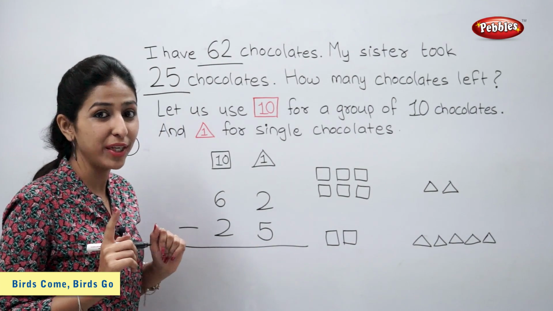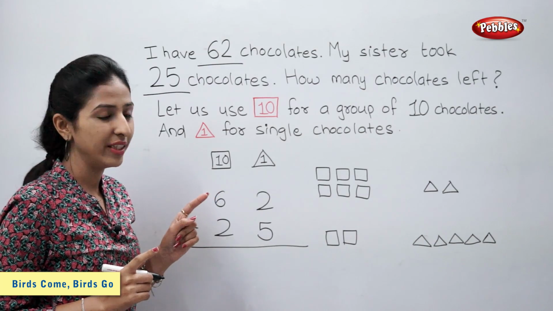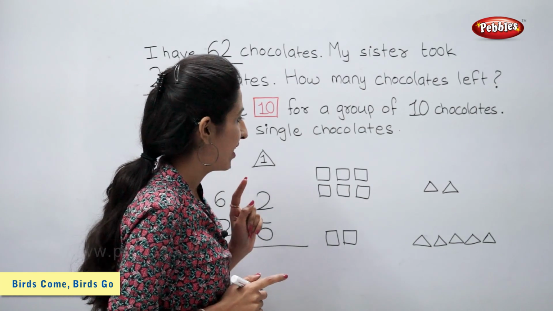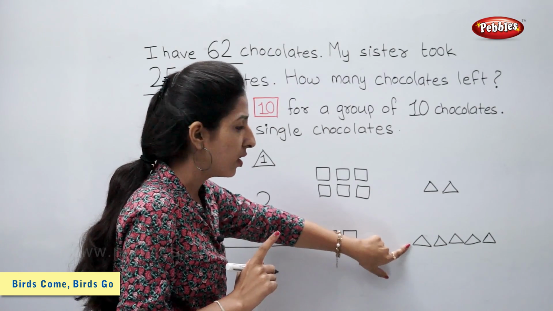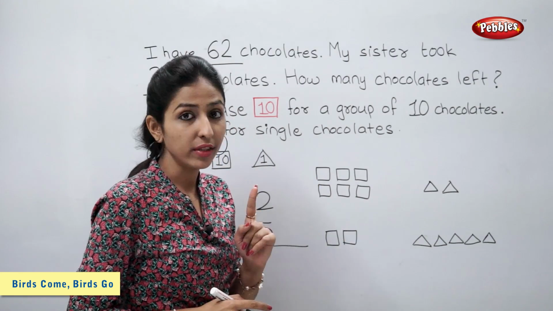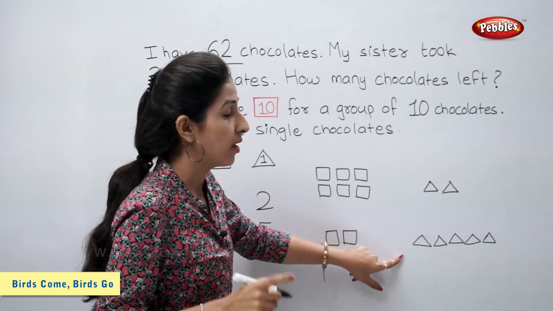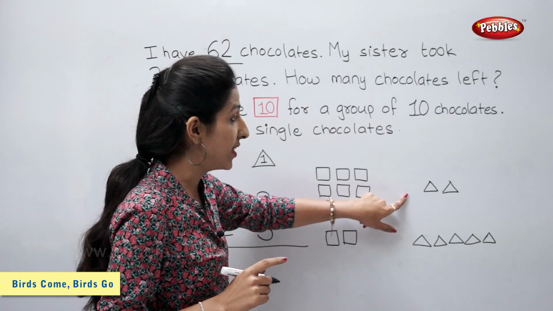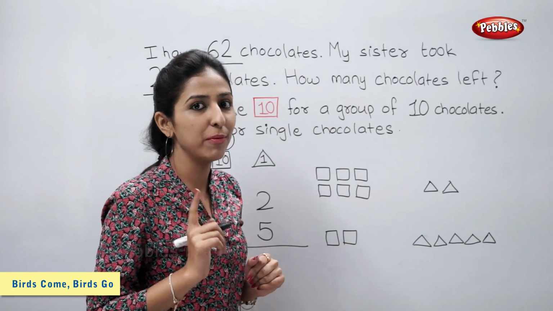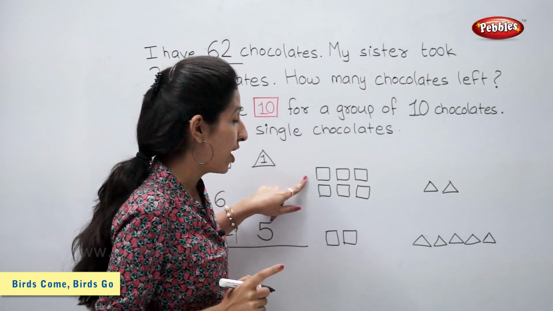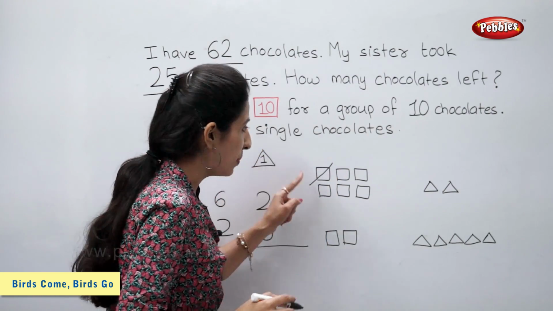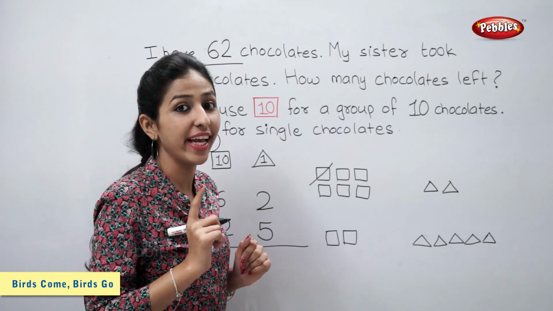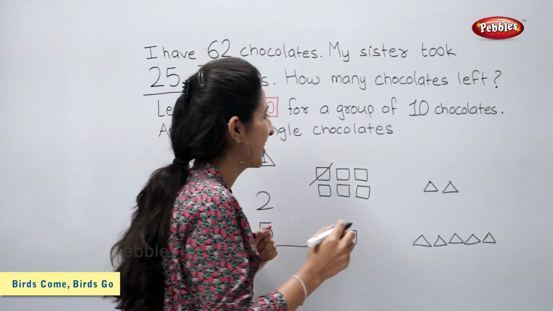Let's find out. 2 minus 5. Students, we cannot subtract 5 triangles from 2 triangles. So, I will borrow from a square. I will break this square and I will get 10 triangles.